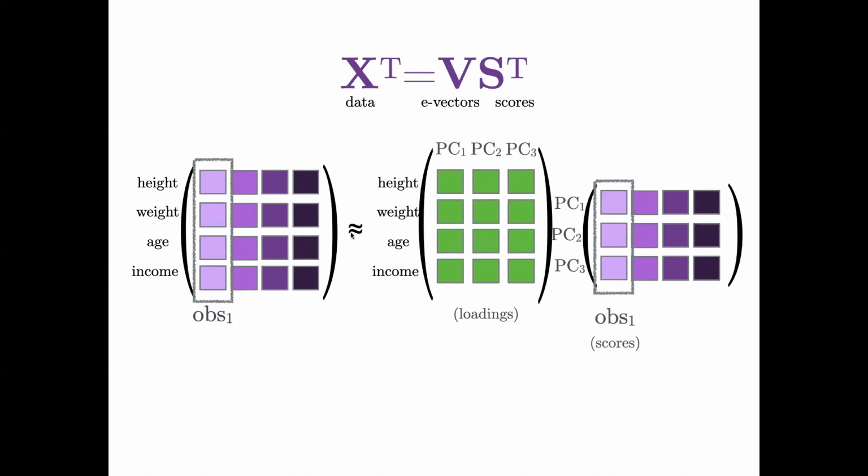Now I have an approximately equal to here. Why is that? Well, because my data matrix, as shown, is 4 by 4, and so I should have 4 principal components. Since I'm only showing 3, it means that I have dropped one from this diagram.